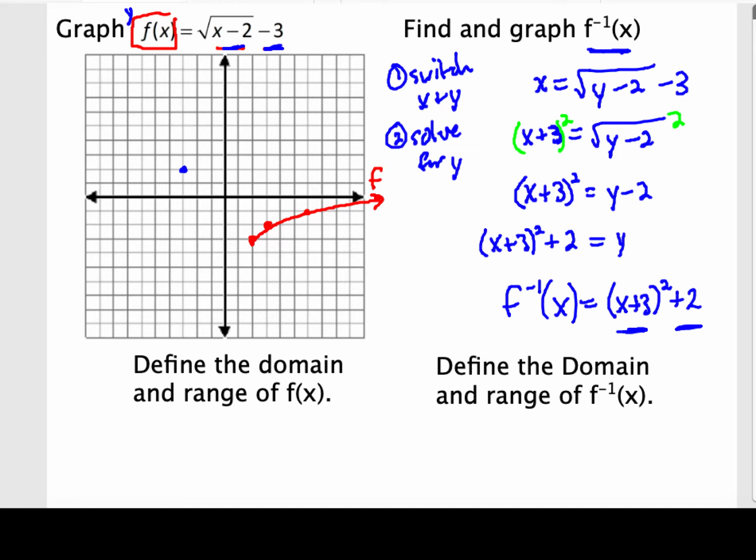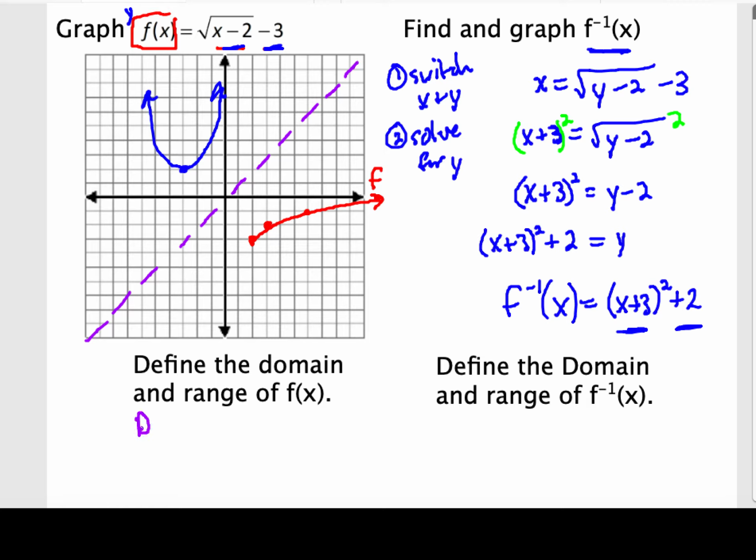Now, we have to be a little bit careful because if I draw that parabola, and again, not much detail there, that doesn't really look like a perfect reflection. Every inverse graph is going to be a reflection over the line y equals x. Well, the problem is a parabola and a half a parabola aren't perfect reflections of each other. So we've got a problem here.